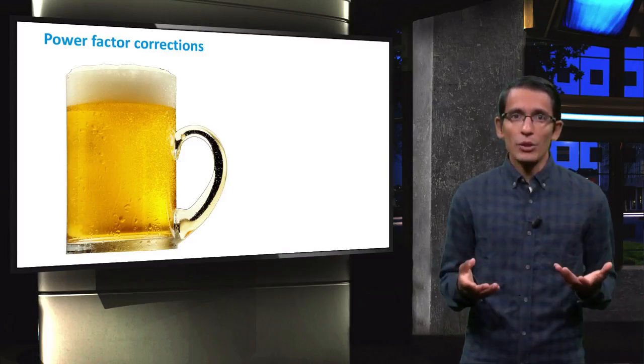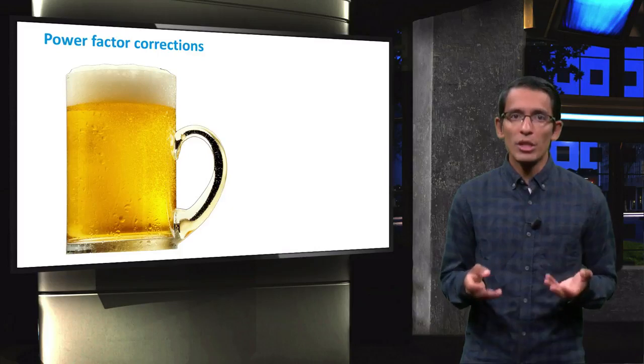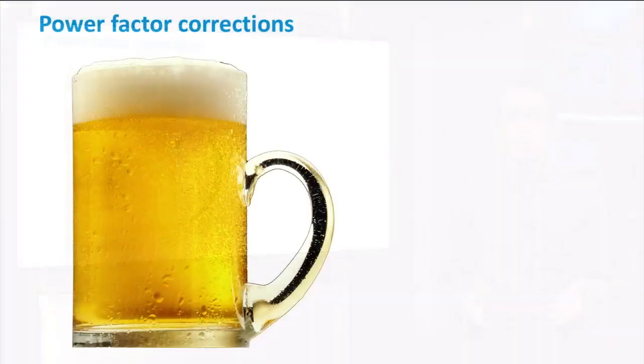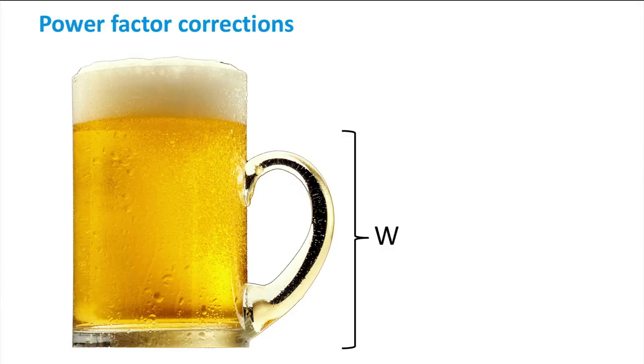The beer mug analogy is a very common and intuitive way to explain the effects of power factor on the electrical grid. Let's suppose the beer is the real power in watts, while the froth on top of it represents the reactive power in volt-amperes.